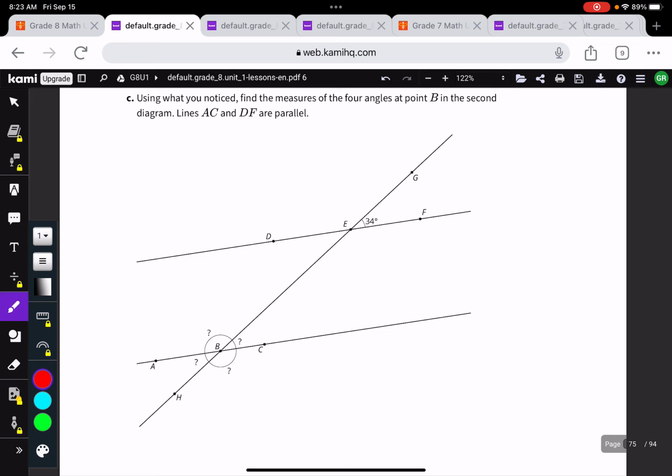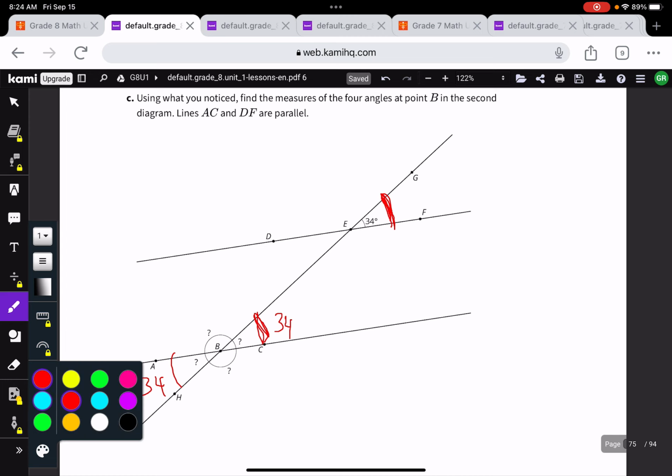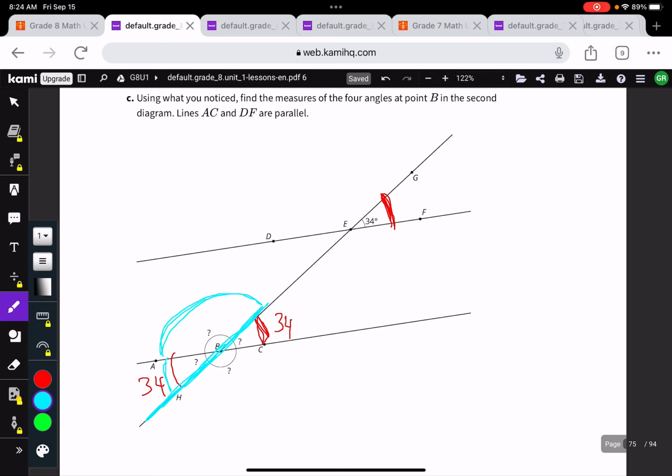If we know that this is 34 degrees, then guess what? We know that this is also 34 degrees. If we know that that's 34, we've learned that a vertical angle means this is also 34 degrees. And then hopefully we have got this ingrained in our brain that we can make a straight line, which means it's going to be 34 plus something, and that's going to equal 180 degrees.